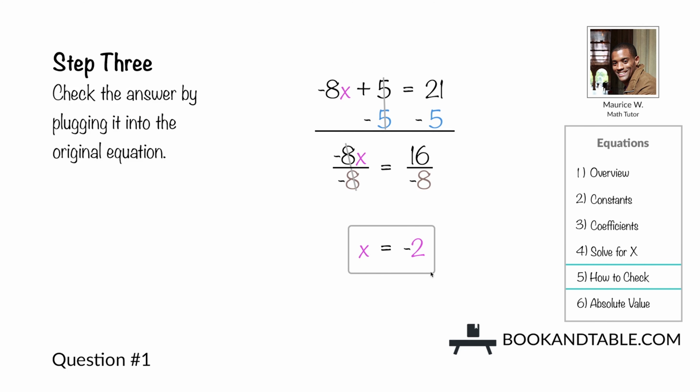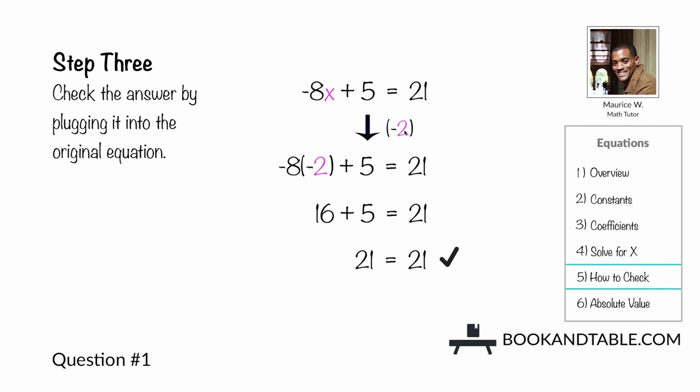And then to check this answer, step 3, we do so by plugging it into the original equation. Negative 8x plus 5 is equal to 21. So if we plug in negative 2 in the place where we see x, we get negative 8 times negative 2, which is 16, plus 5 would be 21. So this confirms that the value on the left side in this equation equals the value on the right side.